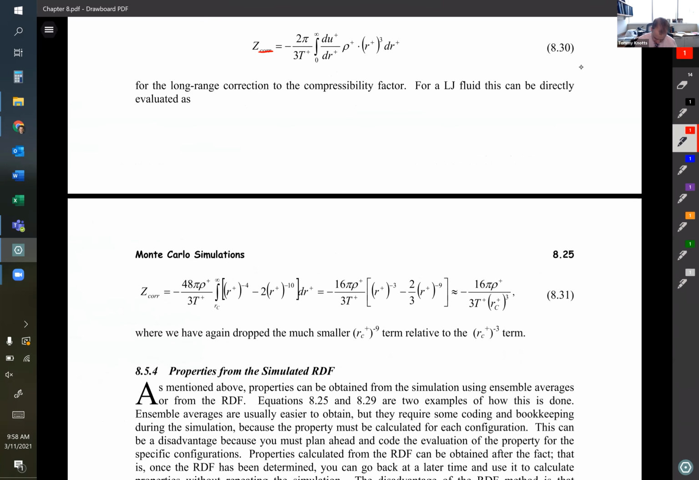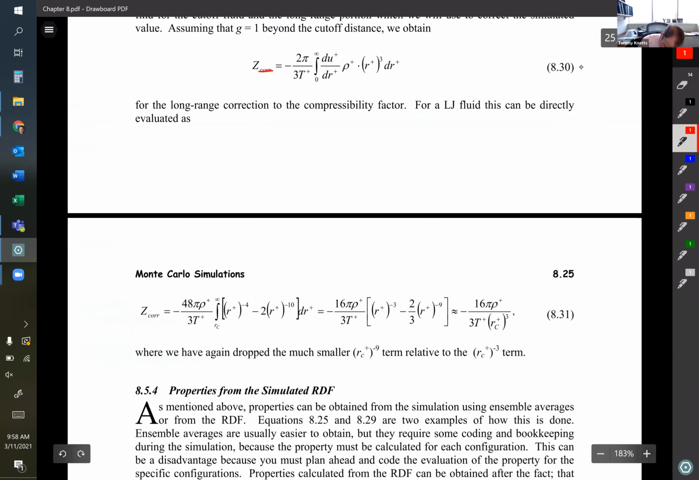Sorry, actually, this is Z correction. This 0 right here should be an r cut on that lower bound. I'm going to assume this equals 1. And so that when I do my integral, I can calculate the long range correction to pressure. It's just one value based on whatever my cutoff is, and correct for my pressure or my compressibility factor.